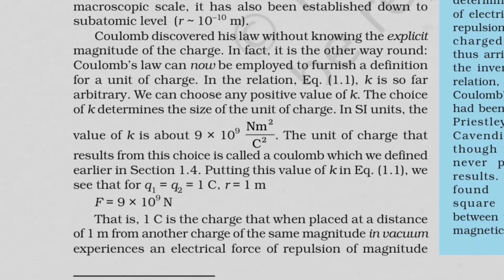Now, we talked about the proportionality constant in finding the Coulomb's force, and this is the value of the proportionality constant: 9 into 10 to the power 9 newton meter square per coulomb square. And this value of k is valid when we are dealing with the charges in vacuum or in air.